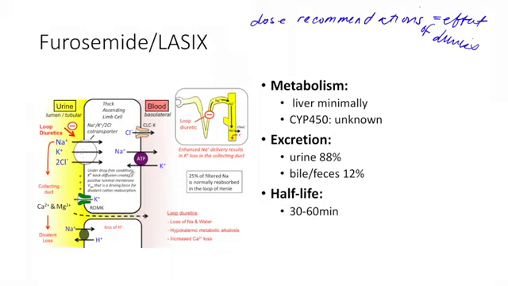So I thought this was a really good schematic. Metabolism of this is liver minimally, and no CYP450 that were known. Excretion is obviously a lot in the urine because that's its mechanism, that's where it's acting, and not so much by feces. And you can see it has a very short half-life when we're talking about Lasix. It basically has a 6-hour kind of window.